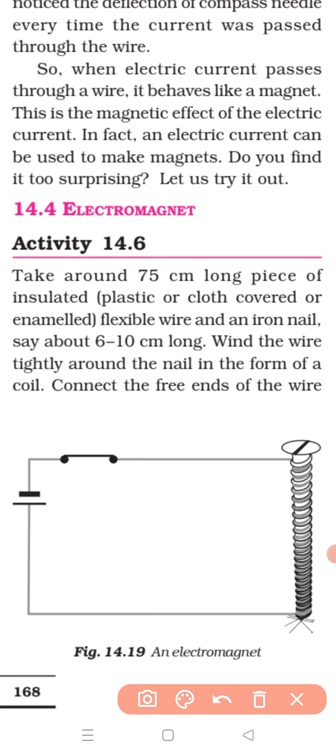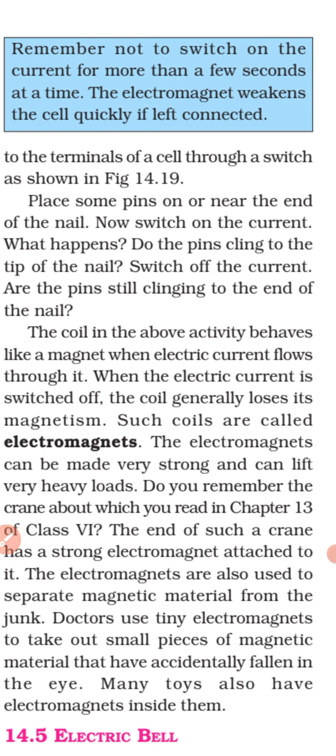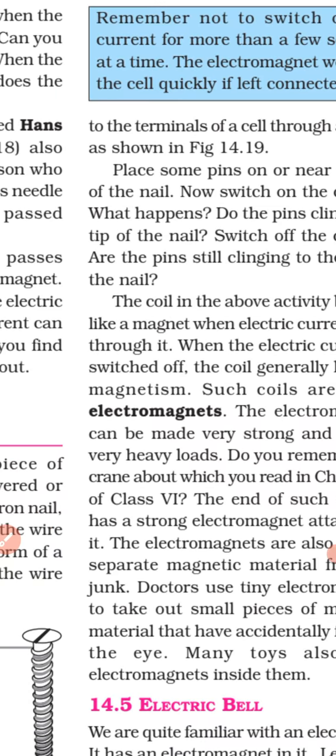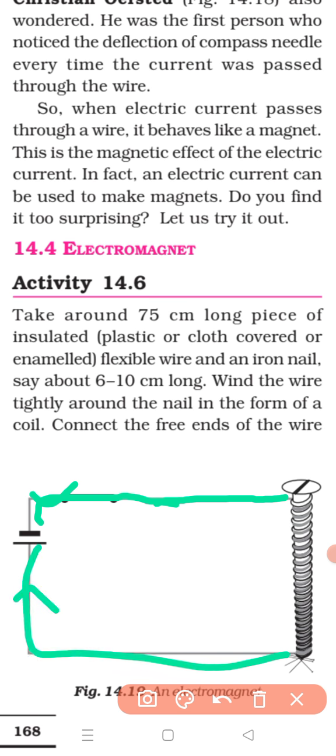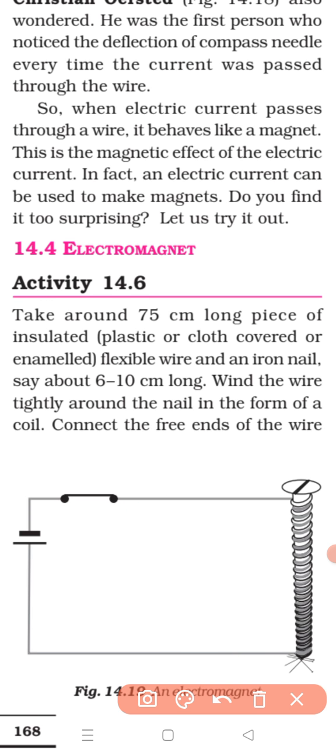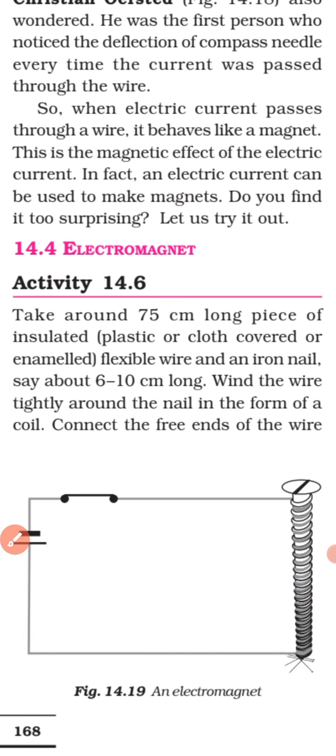Connect the free ends of the wire to the terminals of a cell through a switch, as shown in figure 14.19. You have to connect the free ends of the insulated copper wire to the two terminals of the cell through a switch. As you can see over here, the bottom free end is connected to the positive terminal of the cell and the upper free end is connected to the negative terminal of the cell through a switch.